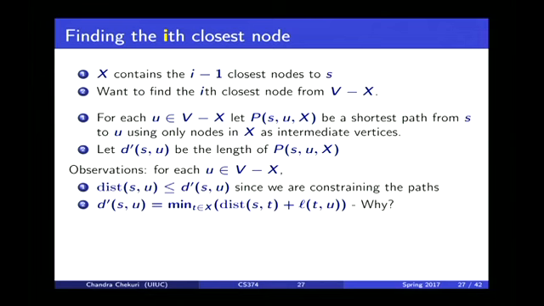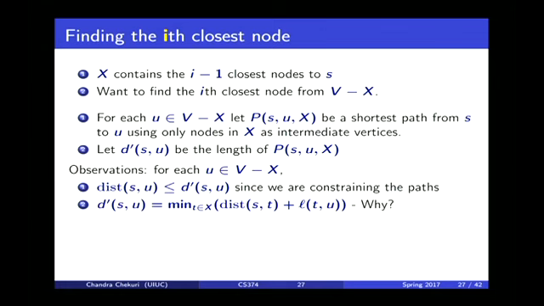First observation: the real distance from the source to U must be less than or equal to d prime SU. Why? I'm not allowing you to use all possible paths. I'm only allowing you to use the first i minus 1 guys. So clearly my distance can only increase if I restrict you, right?